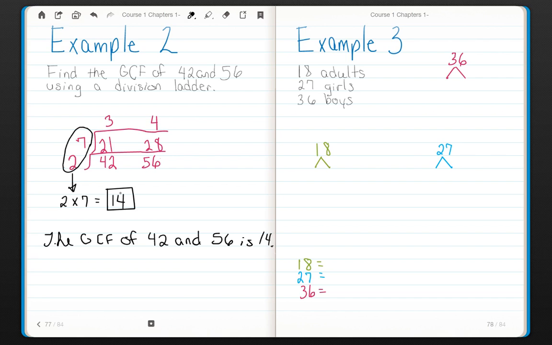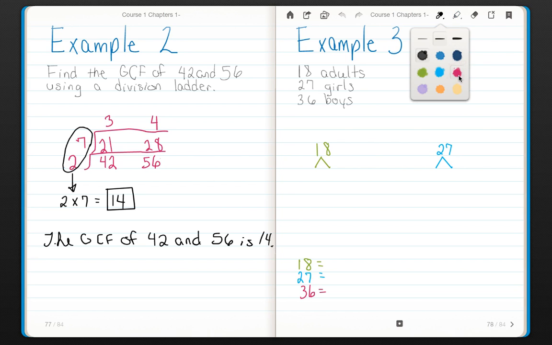So let's take a look at example 3, and this time we're going to find the greatest common factor, but we're going to do it using factor trees. So example 3 is a word problem. A volunteer divides 18 adults, 27 girls, and 36 boys into groups to clean up the park. He divides the adults, girls, and boys equally among the groups. What is the largest possible number of groups he can make? So the first thing I'm going to do is make my factor trees for each number. Remember, a factor tree is looking for its prime numbers.